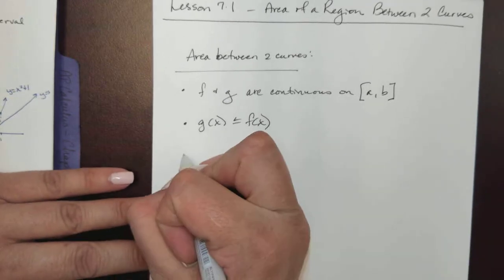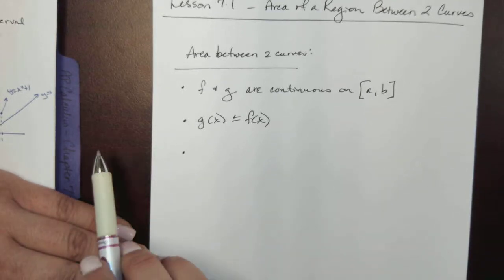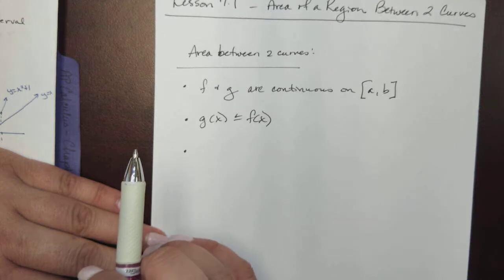Either f of x or g of x? Yes, one of them, because it's not necessarily going to say g of x is this, f of x is this. Both of them have to be continuous. And one of them has to be lower than the other one on the graph.